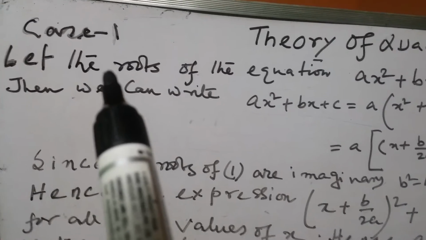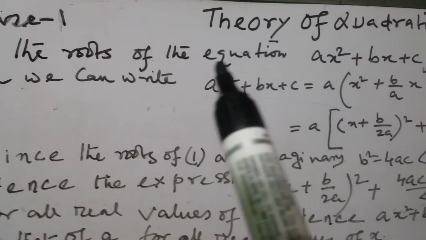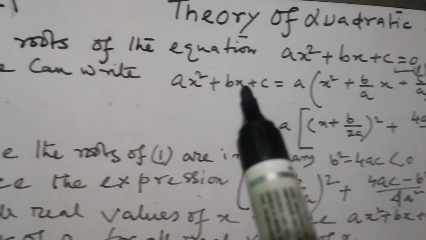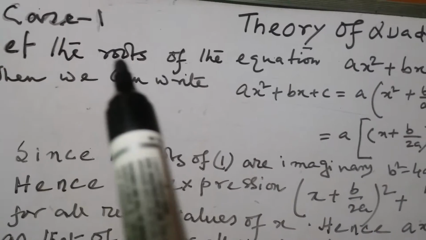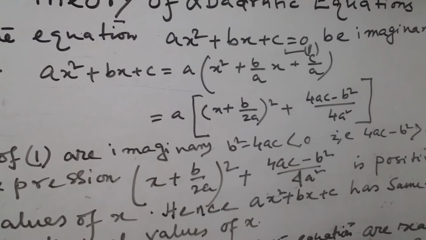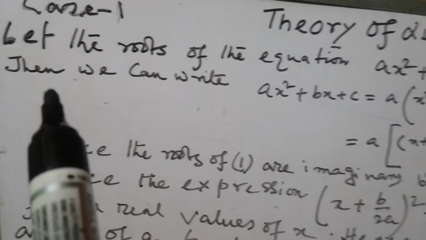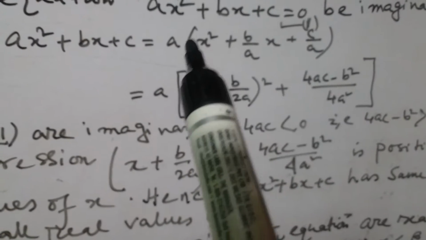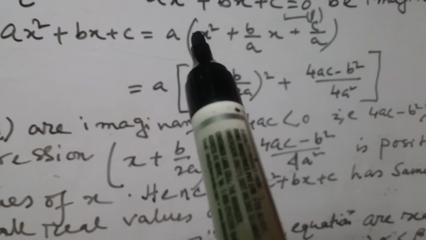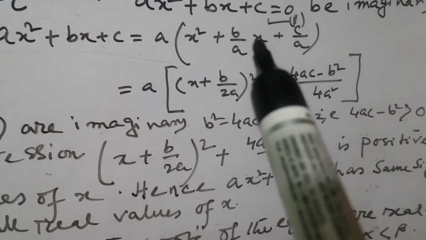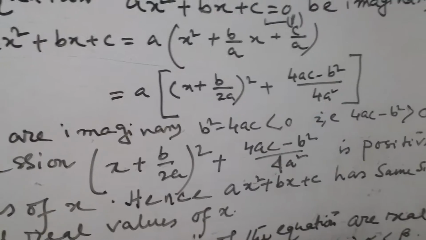Now see, case 1. Let the roots of the equation ax square plus bx plus c equal to 0 be imaginary. Then we can write ax square plus bx plus c. Here you take the common a: a into x square plus b by a into x plus c by a.